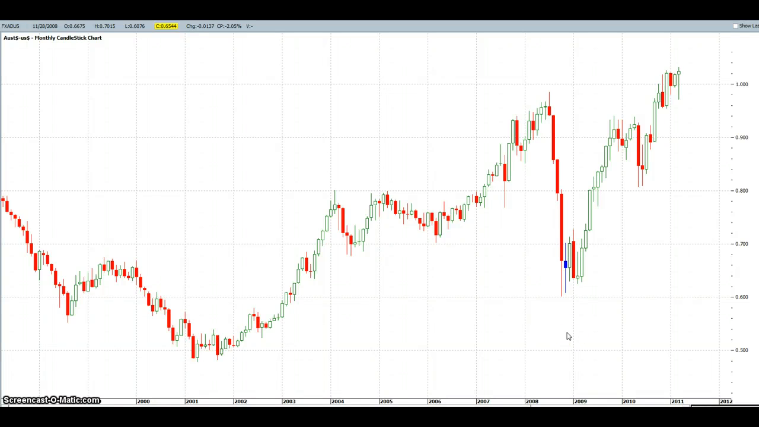Okay, in this video we're just going to cover the US dollar, Aussie dollar pair. I just wanted to look at a few things because obviously we're breaking out to new highs at the moment, and there's been a lot of talk about it. This is a monthly chart of the Aussie dollar, US dollar pair.